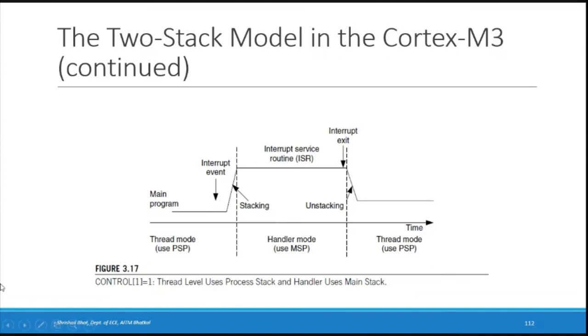The main program will be in thread mode, using PSP. When an exception or interrupt happens, it will go to handler mode, using MSP, right? So not only the mode, but also the stack pointer changes from PSP to MSP. Again, while exiting that interrupt, it will come back to thread mode, which is using PSP. So this happens when control bit 1 is 1. That means you are switching between two different stack pointers, MSP and PSP.